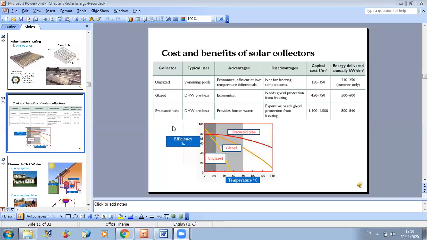So from this graph, we can deduce that for low temperature, the best type is the unglazed one. For intermediate temperature, to make a compromise between cost and efficiency, we can go to the glazed type. And for very high temperature, because the efficiency is reduced a lot for the glazed type, we go to evacuated tube. Okay. Any question on this?